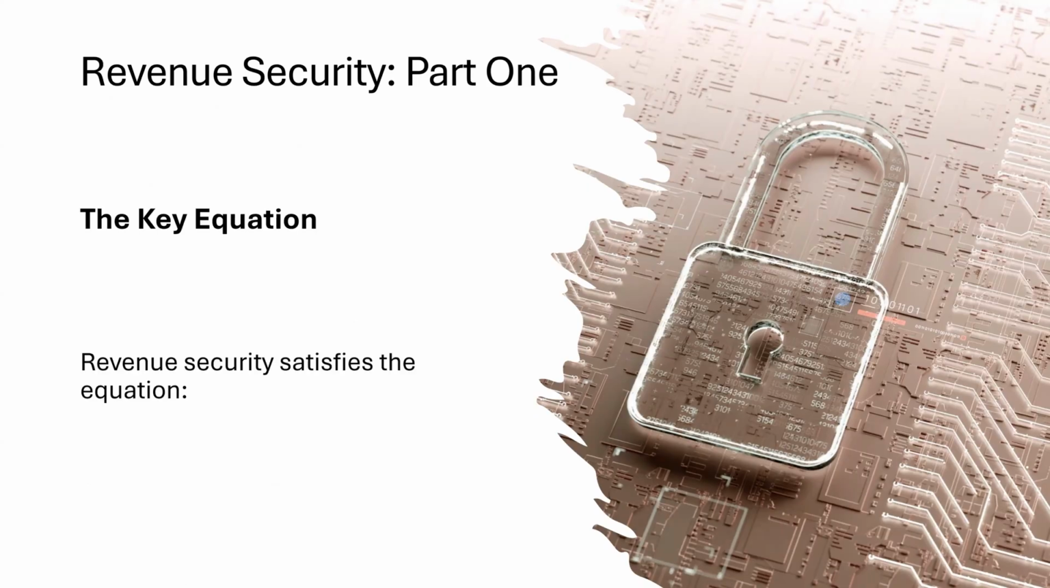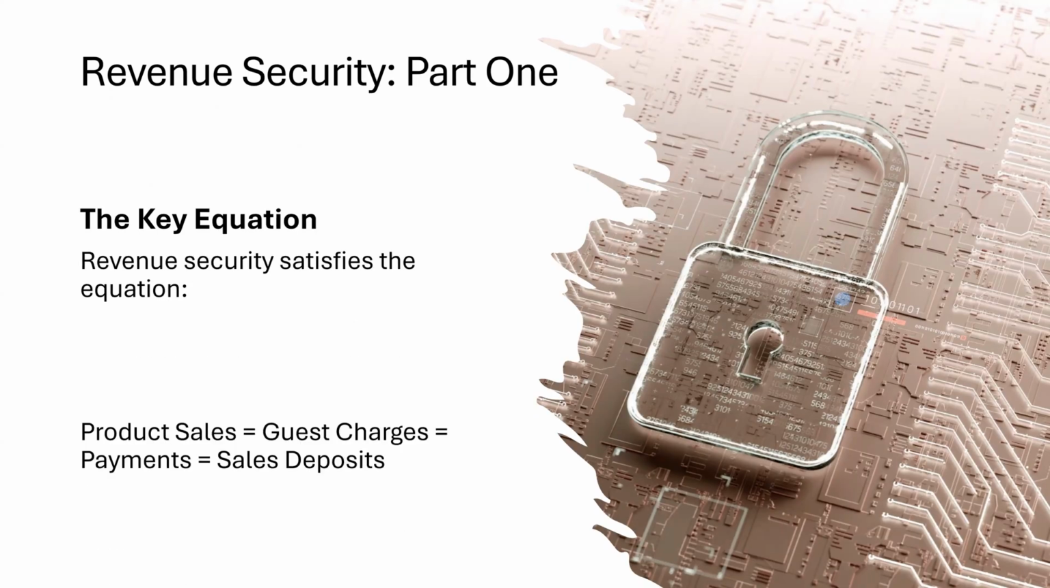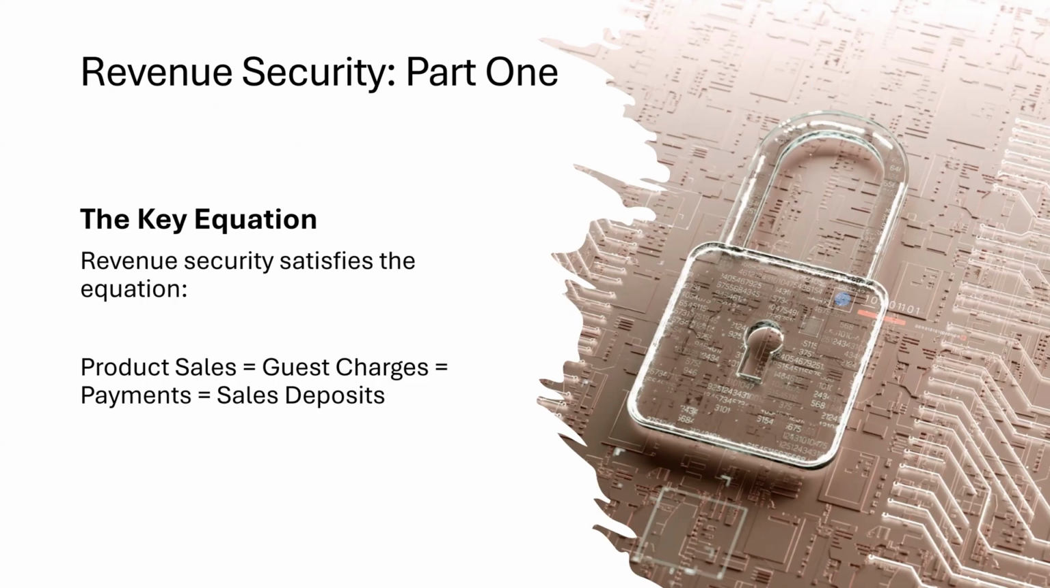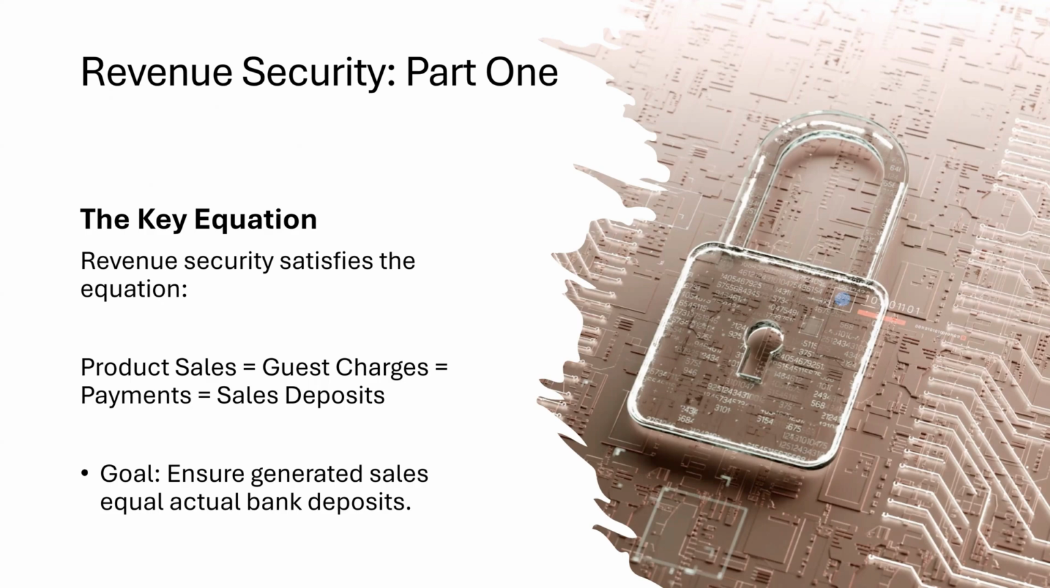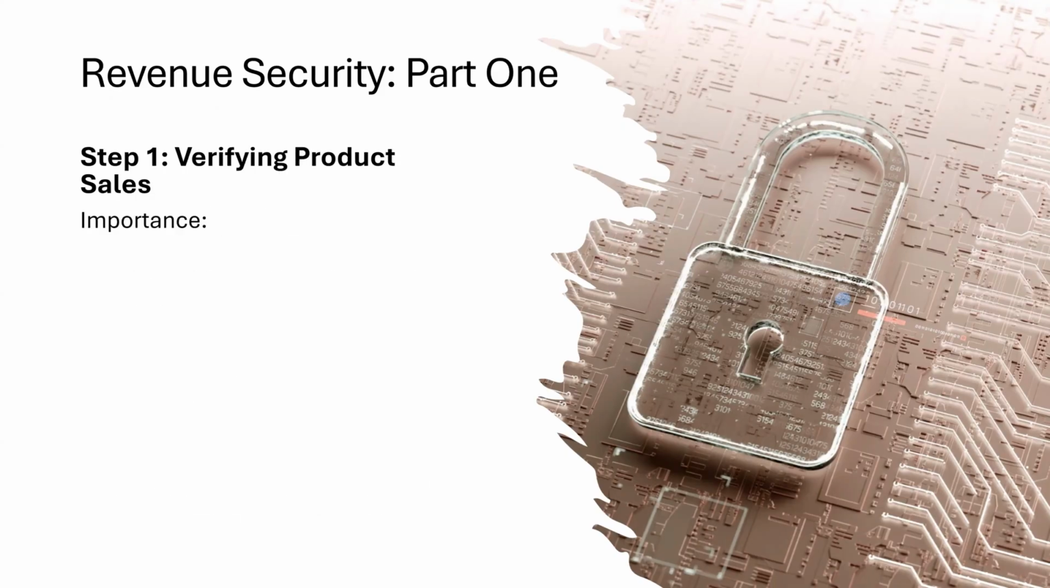Part 1. The key equation really is this: product sales have to equal guest charges, and those guest charges have to equal the payments that are received, and those actually have to equal the sales deposits. So we should have some sort of mechanism for each step here, and they should all equal each other. The goal: ensure the generated sales, the beginning, the product sales, equal the actual bank deposits. If it doesn't, consistently, something's wrong, and we really need to investigate what it is.